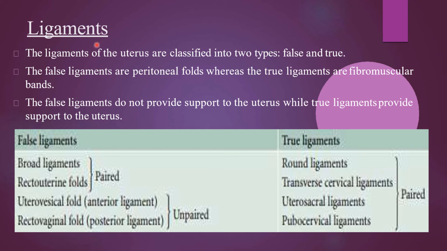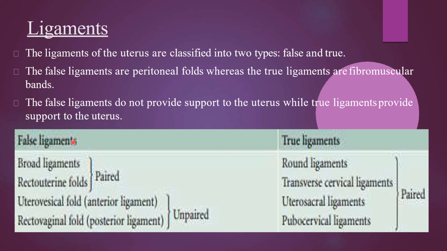Coming to the ligaments of uterus. The ligaments of uterus are classified into two types, false and true. The differentiation between false ligaments and true ligaments is asked in the examination. So, listen to it. False ligaments are peritoneal folds. True ligaments are fibromuscular folds. The false ligaments do not provide support. True ligaments, as the name suggests, provide support to the uterus.